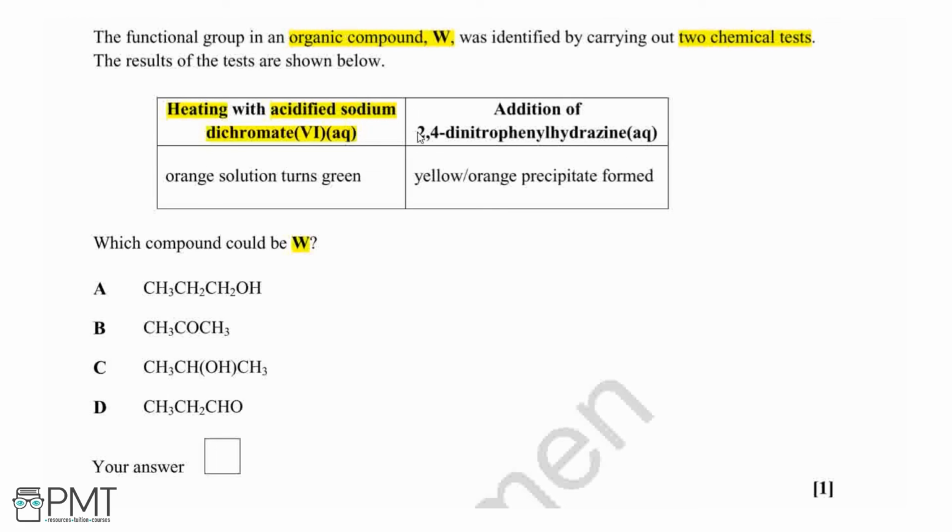And our second test is the addition of 2,4-dinitrophenylhydrazine, also known as 2,4-DNP. And this is the test for a carbonyl bond, which is found in either an aldehyde or a ketone there. So therefore, we've had a positive result for the first test and a positive result for the second test. So our answer will have to be option D, because that is an aldehyde. So therefore, we'll get oxidized with this oxidizing agent, and we'll also have a positive result for that carbonyl bond there. And that's how you answer this question.